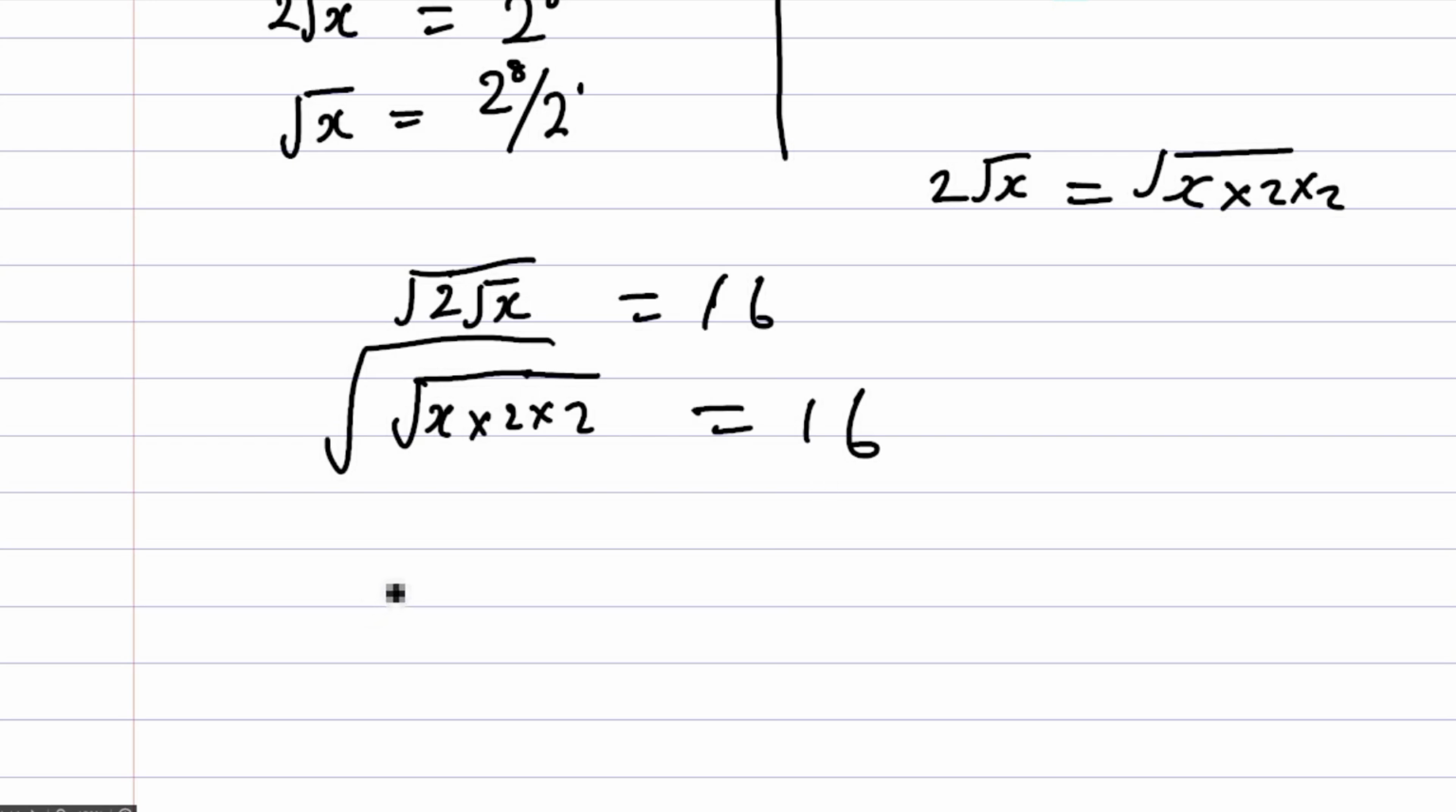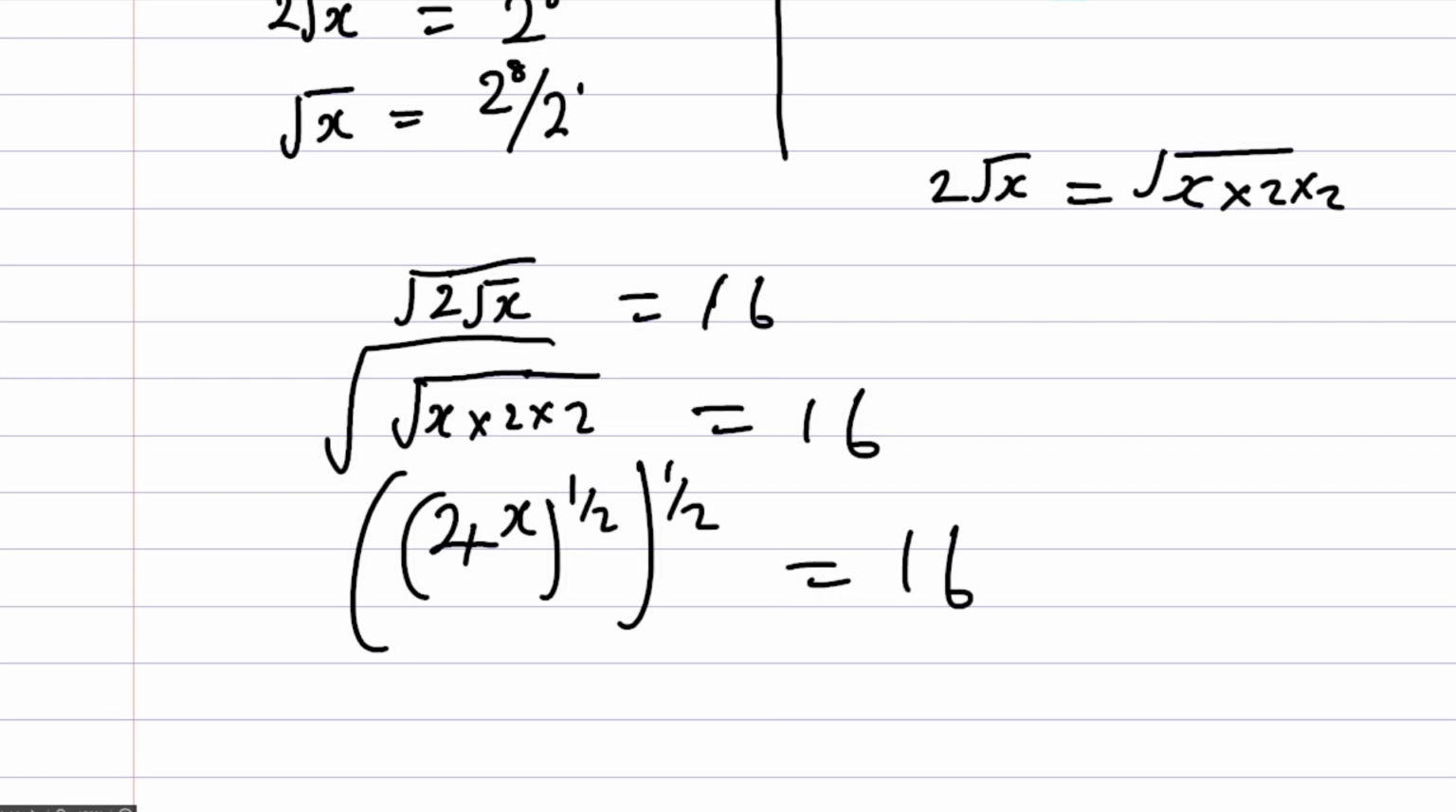If you multiply everything here, I'm having 2 raised to power 4x, that is 4x, all raised to power 1 over 2. That is for this square root. Then another raised to power 1 over 2 again, is equal to 16. So this is now 4x all raised to power 1 over 4, which is equal to 16.